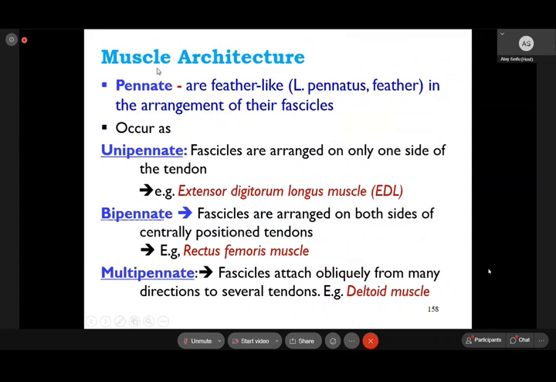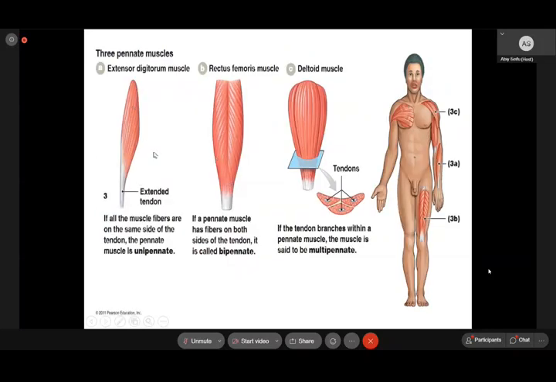Okay. The other is pinnate, which has a feather-like appearance. The fibers of the muscle are arranged in a feather-like arrangement, and it may be unipinnate, bipinnate, or multipinnate. In the unipinnate, the tendon is from one side, the lateral, and the fascicles are arranged from one side. For instance, the extensor digitorum longus muscle. The extensor digitorum muscle is a unipinnate.